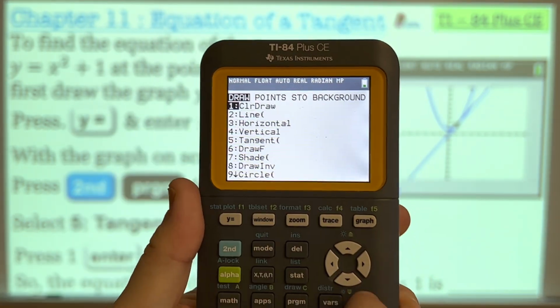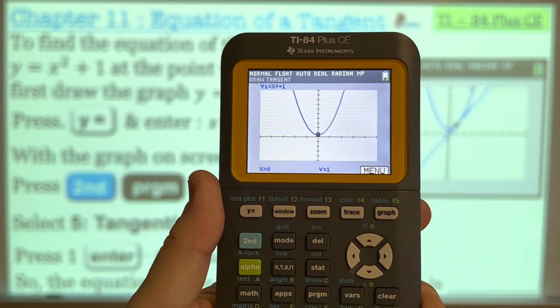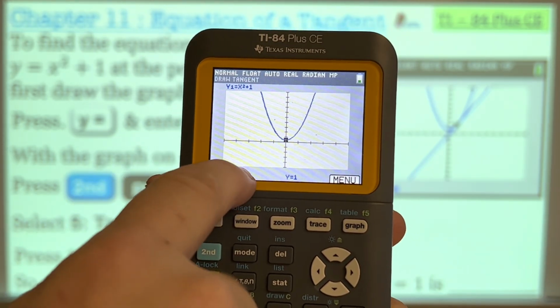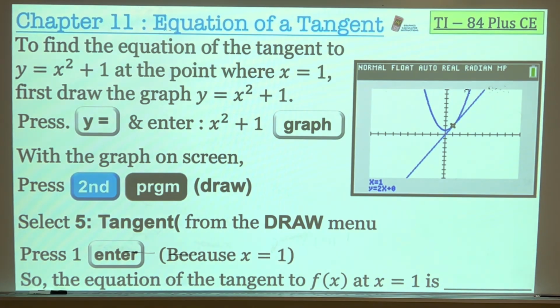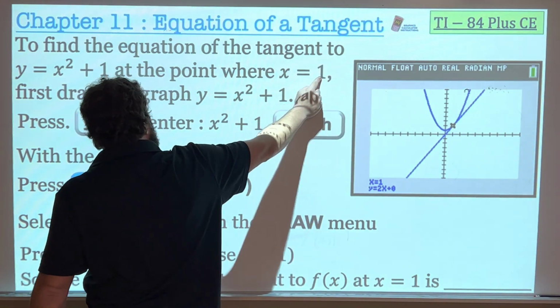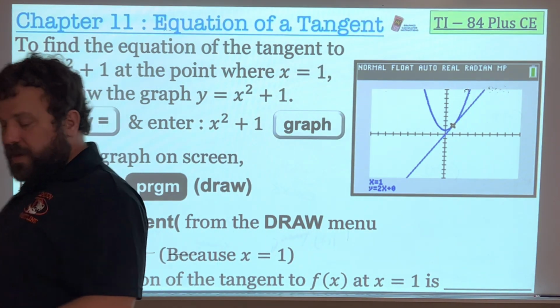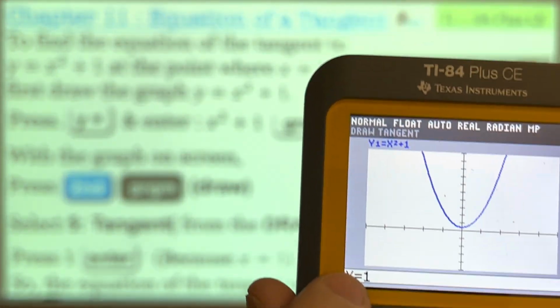You're on this menu. So under draw, you go down to number 5, which is tangent. Hit enter. Okay? Now, I'm going to hit the number 1 because I want to know when x is 1. Now, why am I hitting x equals 1? The reason is this says at the point where x equals 1. If this was 6, I'd type in a 6. If it's negative 2, I'd type in a negative 2. But as you can see right down here, I typed in the 1 because it says x equals 1.